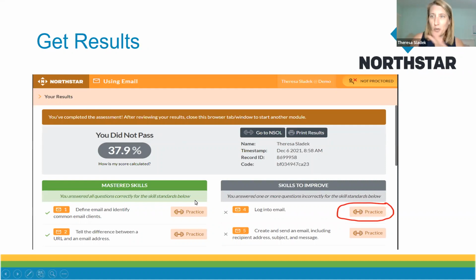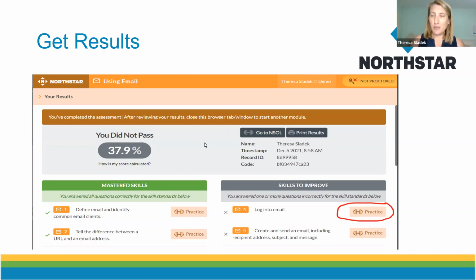Does anyone in the group know what percentage score you need to have to pass a Northstar assessment? Someone said 85, yep. It's 85% to pass the assessment. Many of you are close, but it is 85%.